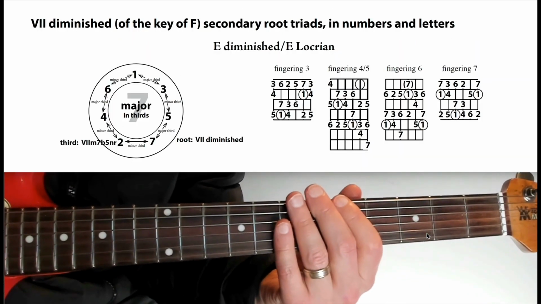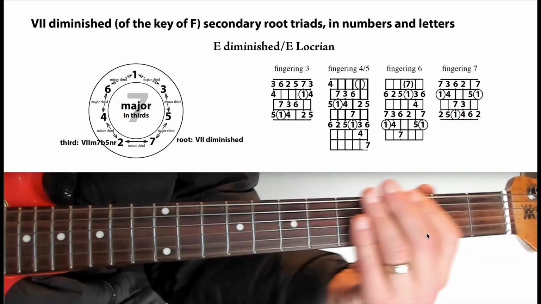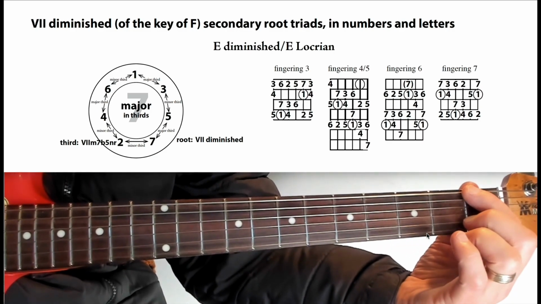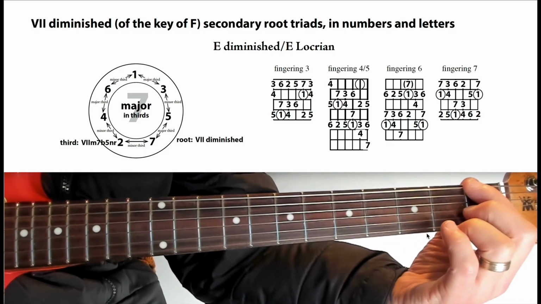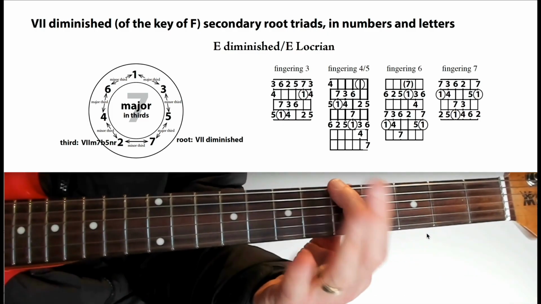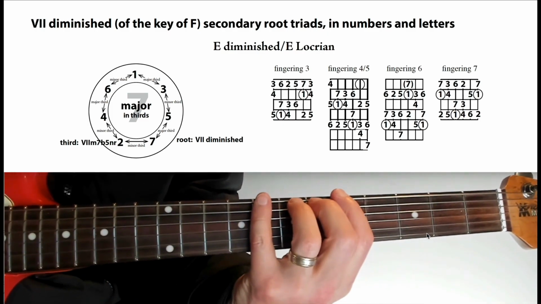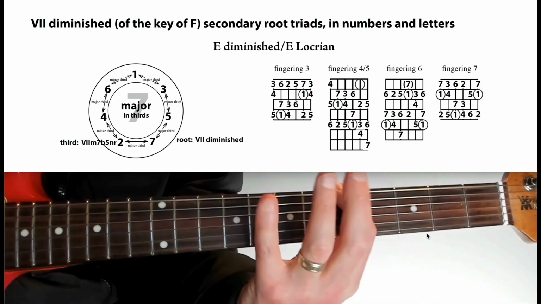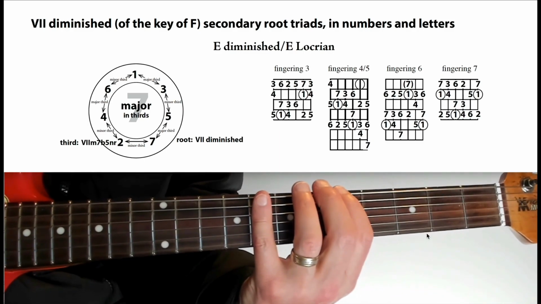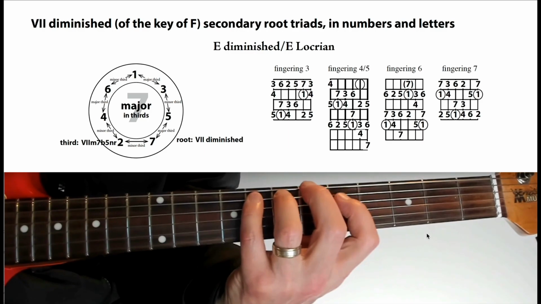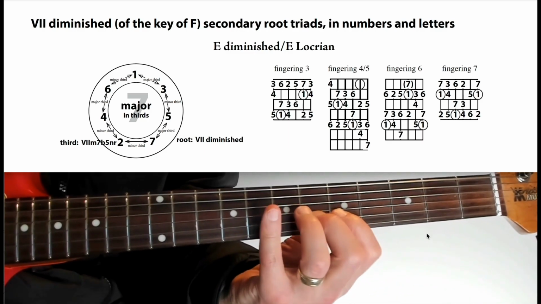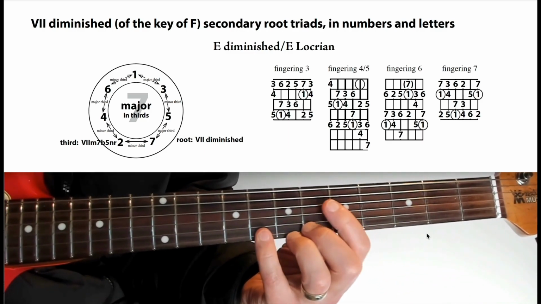7 diminished of the key of F, secondary root triads in numbers and letters. I'm using F major scale fingering 3, 1, 2, 3 of the F scale. 3 is the lowest tone on the 6th string, so I call it fingering 3. Scale tones 3, 4, 5, 6, 7, 1, 2, 3, 4, 5, 6, 7, 1, 2, 3, 4, 5.